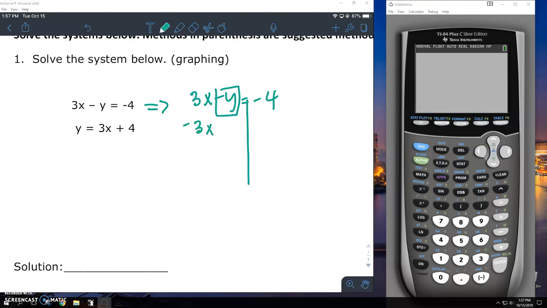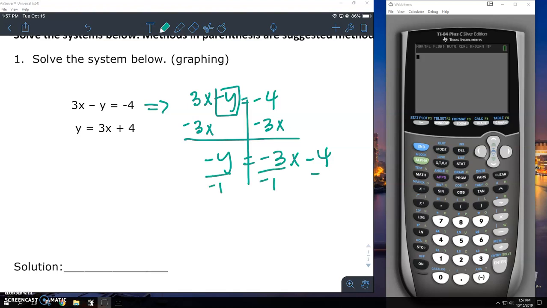So I'm going to subtract 3x to the other side. And I'm left with negative y equals negative 3x minus 4. Again, I want that to be a positive y, so I'm going to divide by negative 1. I'm dividing everything by negative 1. And I'm left with y equals positive 3x plus 4.